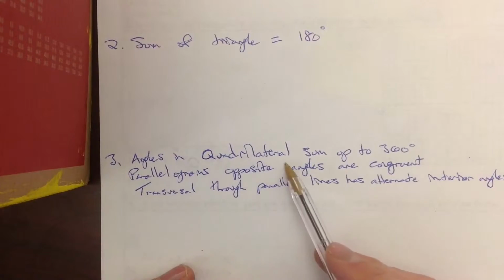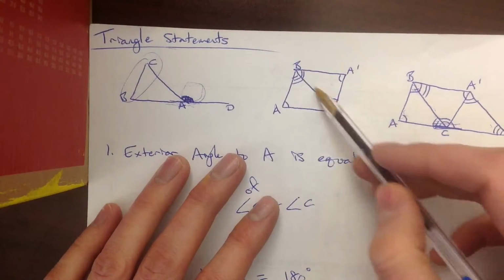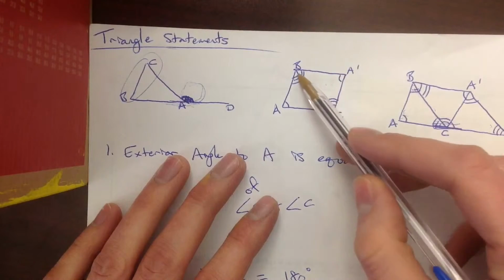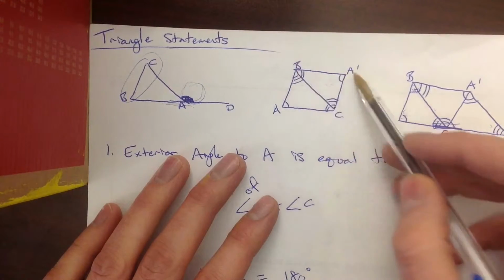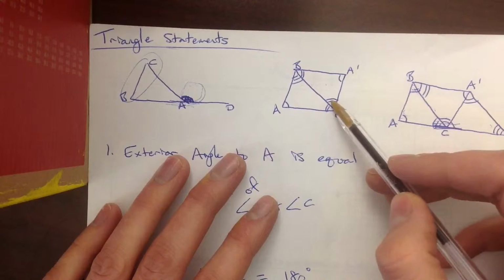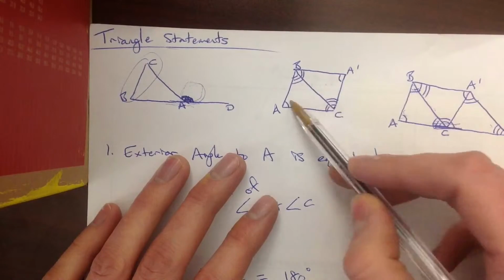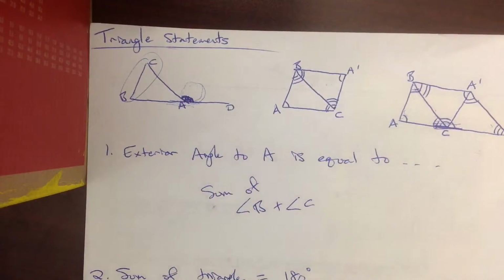Likewise, angles in quadrilaterals sum up to 360. And this is because we know a triangle is 180, and we take the same triangle and flip it and put them on top of each other, we have this four-sided quadrilateral shape. Now, if these add up to 180 and these add up to 180, in total we have 360 to form the quadrilateral.